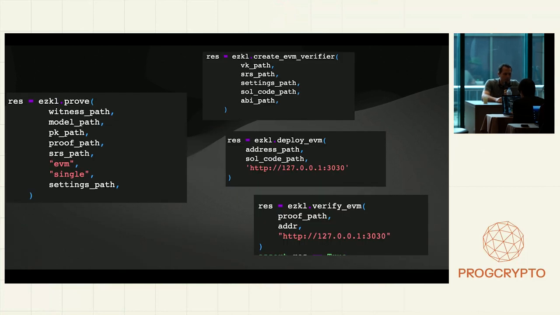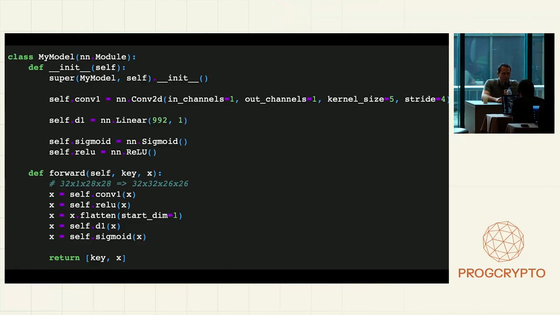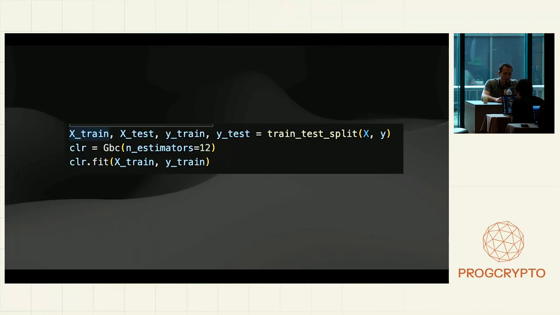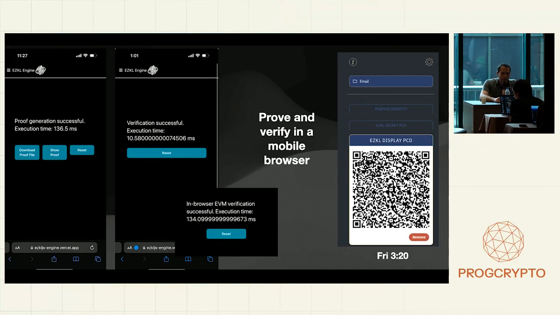So you can set up from Python, you can prove, you can create a verifier, deploy it, and verify on the EVM. This is what it looks like to write code that will be turned into a proof. This is just ordinary PyTorch. It also works with TensorFlow and with scikit-learn. This is a gradient-boosted tree in scikit-learn. And you can prove and verify in the mobile browser.